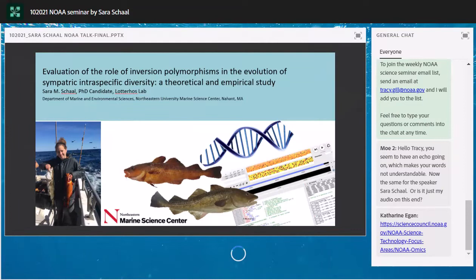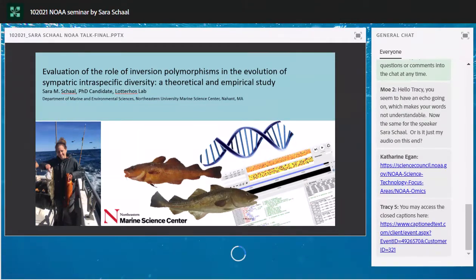So with that, our speaker today is Sara Schaal, and her presentation is titled Evaluation of the Role of Inversion Polymorphisms in the Evolution of Sympatric Intraspecific Diversity, a Theoretical and Empirical Study. Sara's dissertation research focuses on the genomics of ecotype evolution with a focus on the economically and ecologically important species Atlantic cod. Broadly, her research interest is in applying molecular techniques and computer simulations to understand the underlying genomic architecture of within-species adaptation.